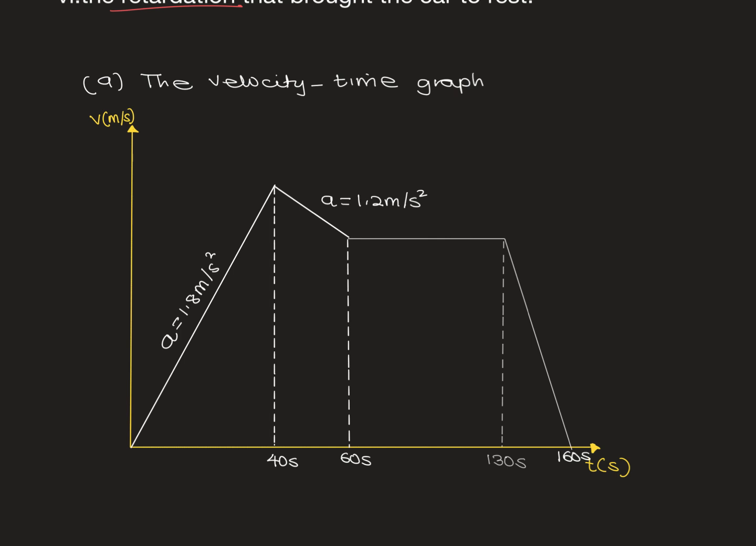By analyzing the velocity time graph, it tells us that we need to know two final velocities. One of them is the final velocity that is attained at this point. Since it is the final velocity of the first phase of the motion, we can call that v1. Then we need to know the final velocity at the end of the second phase of the motion, at this point. So we can call that v2.